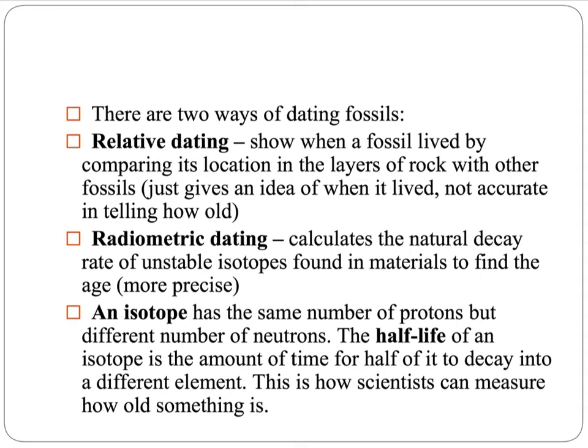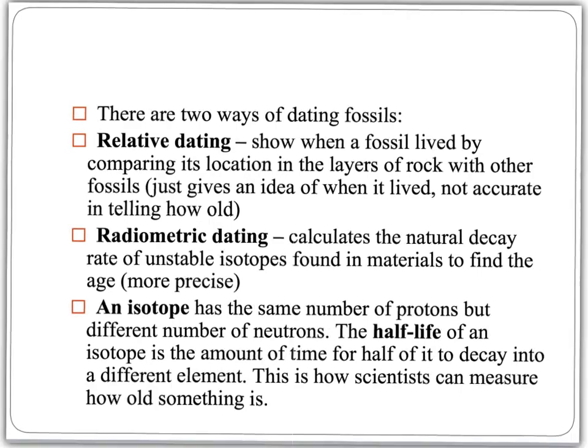Next is radiometric dating. Now this is where they get super fancy science stuff, and they use something called isotopes. An isotope has the same number of protons but a different number of neutrons. So you remember, anyone that's taking chemistry maybe knows about atoms, and they know about protons and neutrons and electrons. Now, half-life is the amount of time for something to decay into a different element.